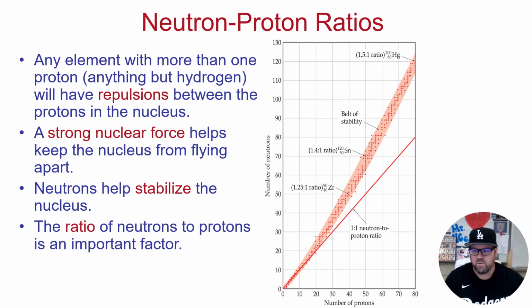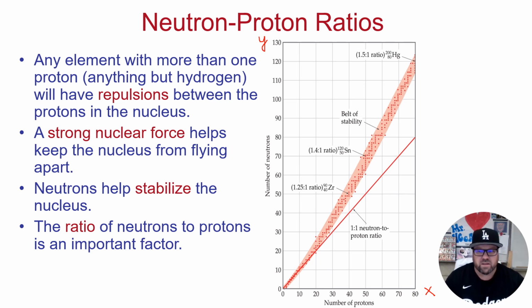All right, so we're going to take a look for a few slides at a very famous graph. This is known as the band of stability. And real quick, on the y-axis, we have the number of neutrons. So we start down at 0, and then we start from 1. We start working our way all the way up to about 130 neutrons. The x-axis is the number of protons, the atomic number. And once again, it starts at 0, but realistically, you have to have 1 proton, and then you start going all the way up, and this graph goes up to 80.